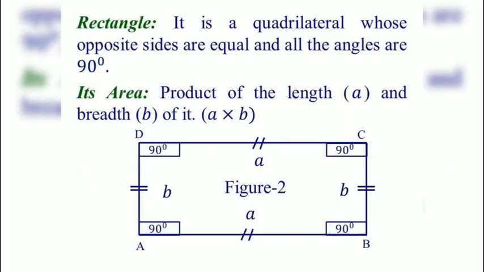Then rectangle, it is a quadrilateral whose opposite sides are equal and all the angles are 90 degrees. And its area is the product of the length A and breadth B, that is AB square unit. So in this figure, ABCD is a rectangle having length A unit and breadth B unit. So its area is AB square unit.